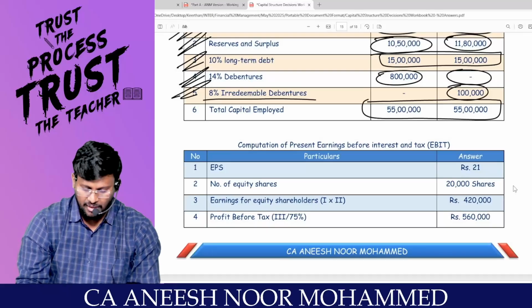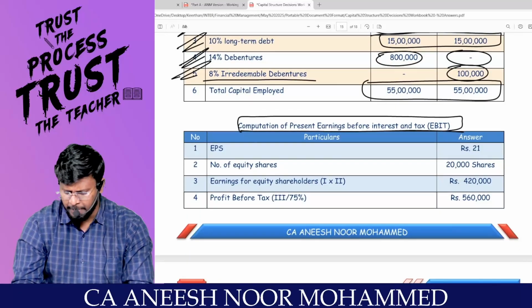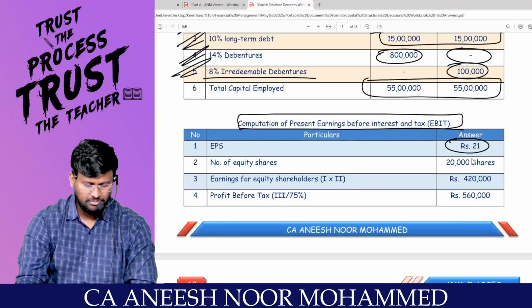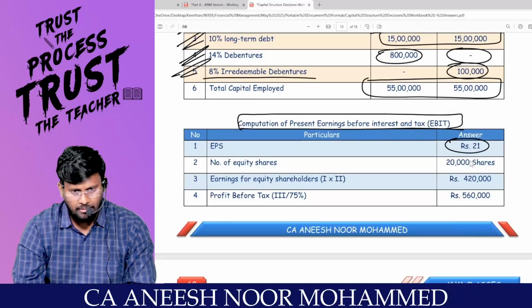Clear? Calculation of present EBIT. What is the EPS given? 21. Total number of shares available, existing.